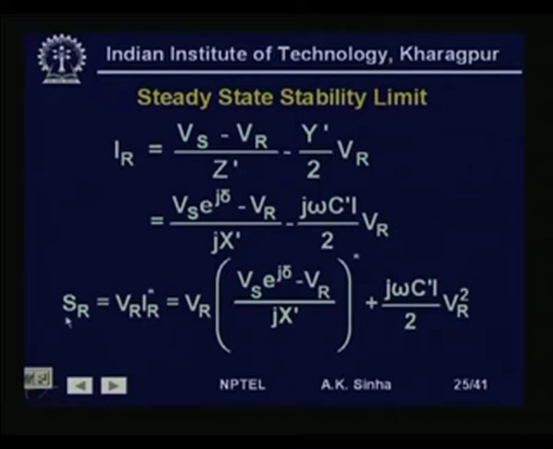Now, the receiving end power, as we had talked earlier, will be given by S r equal to V r into I r conjugate. So, V r into I r conjugate is this term, and we take the conjugate of that. So, V s e^(j delta) minus V r by j x dash conjugate, and the conjugate of this will be the negative of this, so plus j omega C dash L by 2 into V r square, because with this V r gets multiplied on this side also.